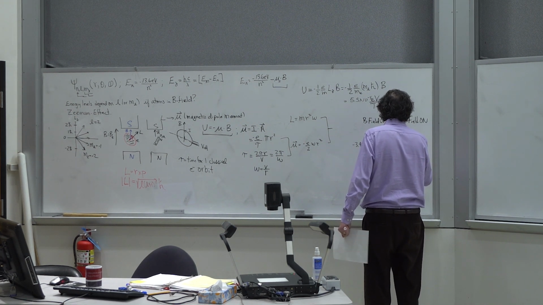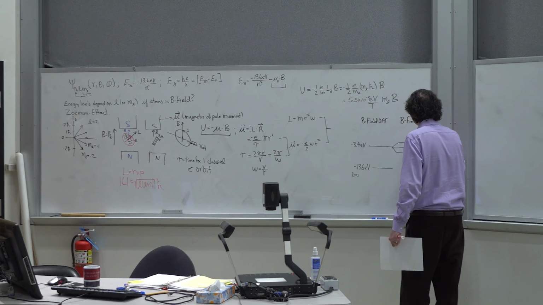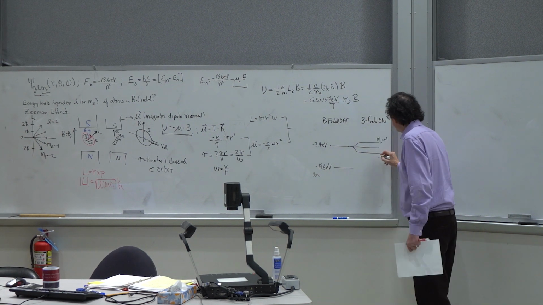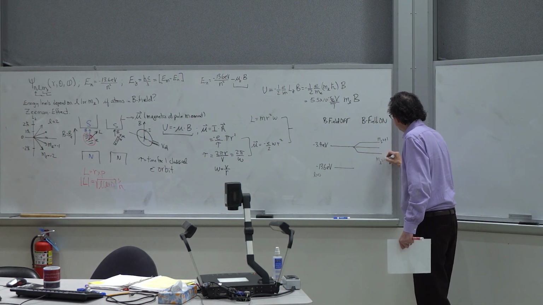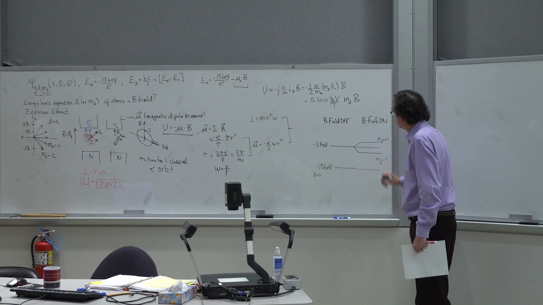One for m sub L equal to +1, one for m sub L equal to 0, and one for m sub L equal to -1. The top one is m sub L equal +1. The bottom one is m sub L equal -1. And this one, of course, this energy level stays constant.